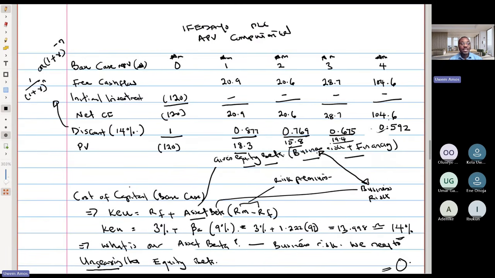And then 104.6 multiplied by 0.592, a little bit above half, I have 61.9. Okay, so what's our base case NPV? So minus 120 plus 18.3 plus 15.8 plus 19.4 plus 61.9, you have a negative of 4.6. Okay, guys, so that would be our base case NPV.